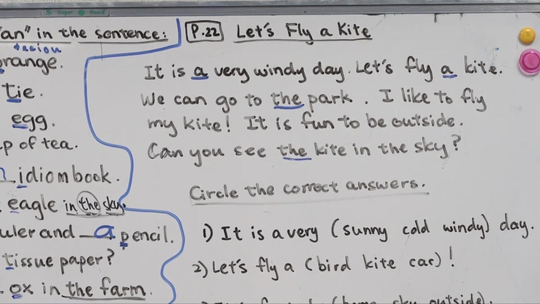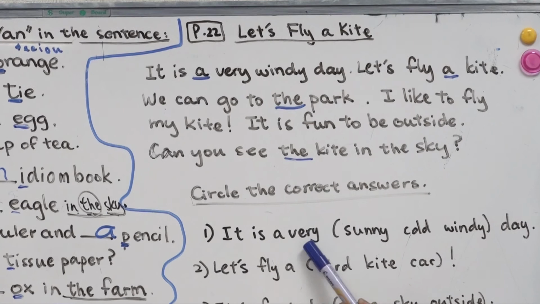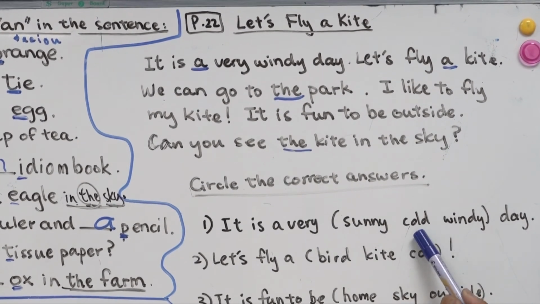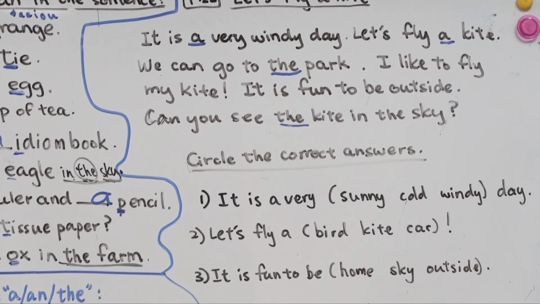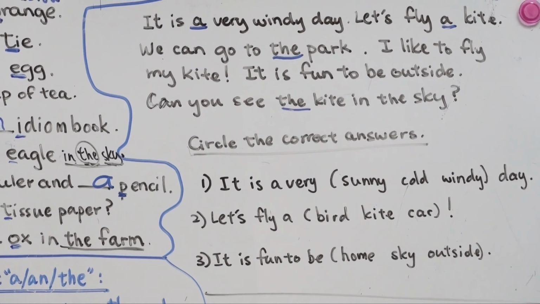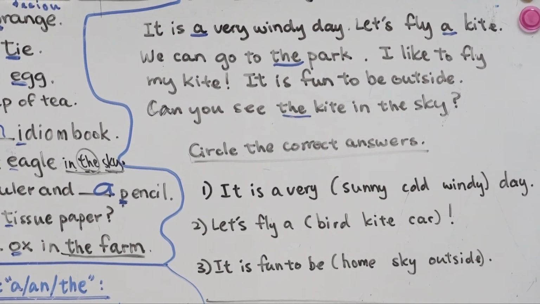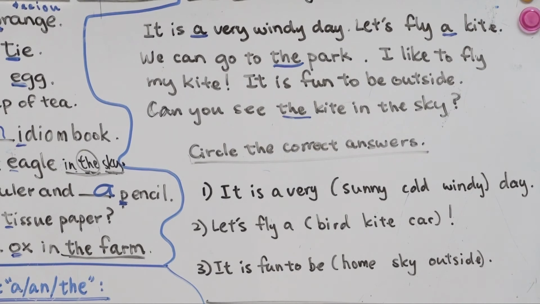Very similar to the practices that we've just done so far. Alright, so let's try to circle the correct answers for question number 1, 2, and 3. So for question number 1, it is a very sunny, cold, or windy day. What's the answer? Is it a sunny, cold, windy day? You can find the answer in the top part of the passage, the very first line.